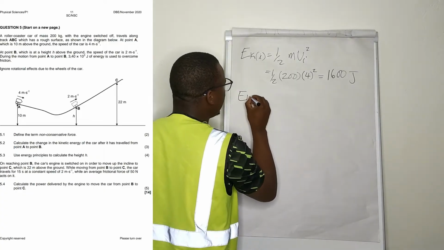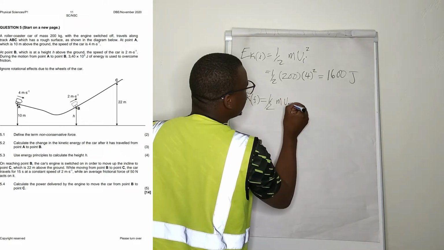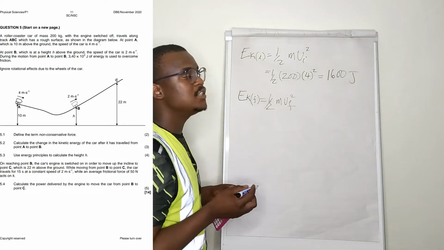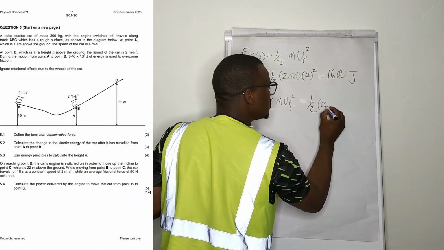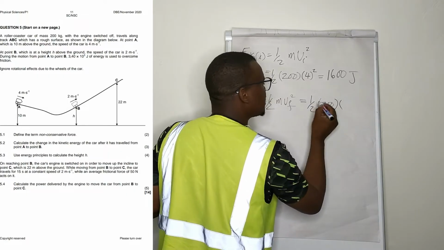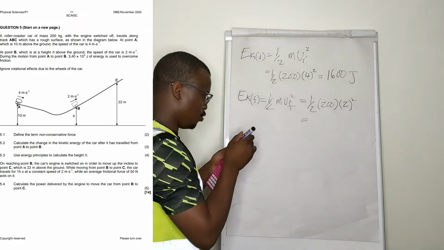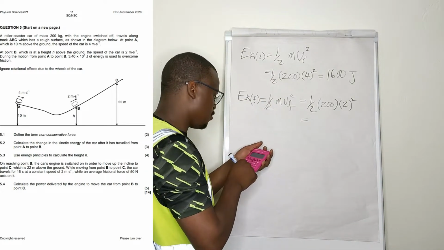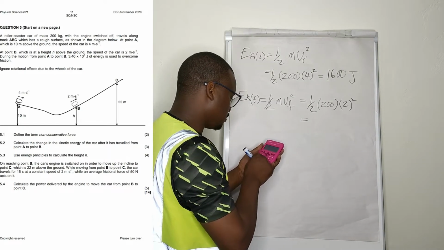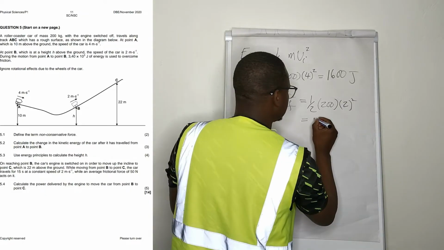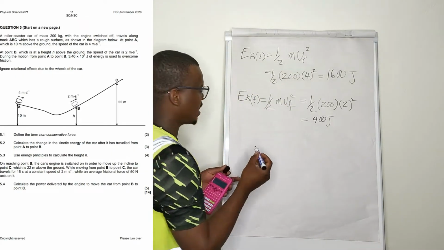Same thing, go find the final kinetic energy. EK final is equal to half m Vf squared, where Vf is your final velocity. So it's going to be half of your mass, which is 200, times final velocity, which is 2 squared. Plug this into the calculator: half of 200 times 2 squared, which is 400 joules of energy.